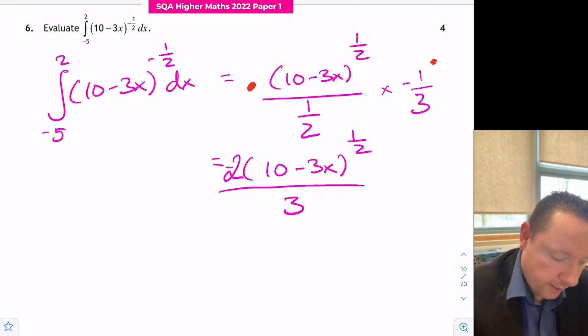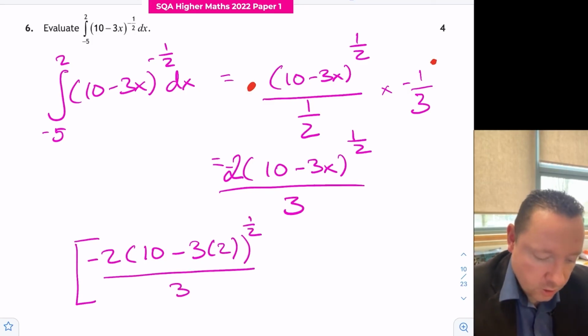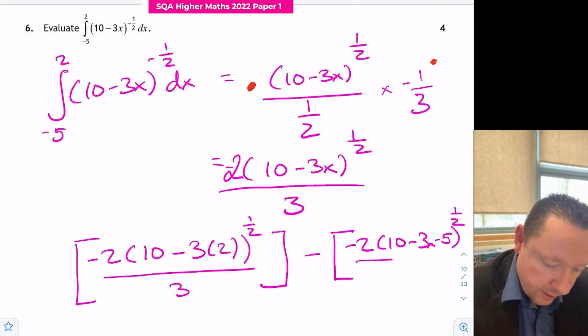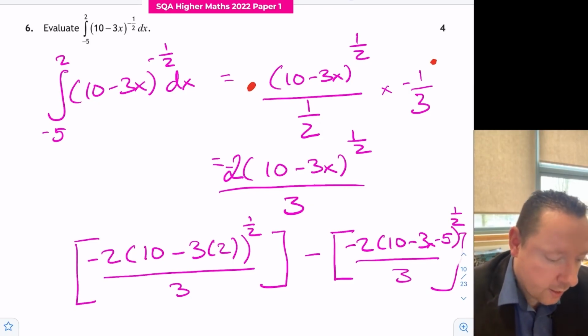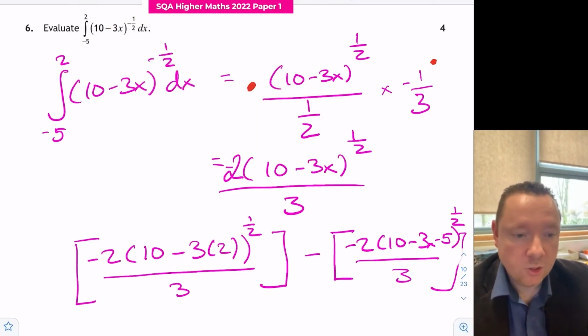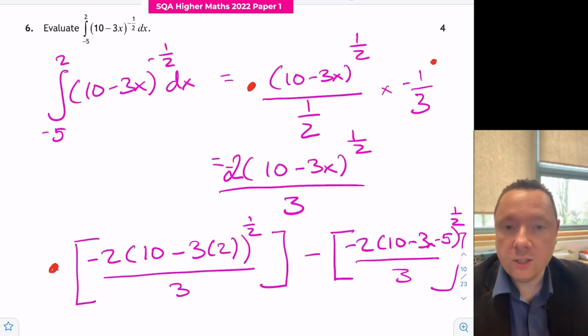Now, our limits are 2 and minus 5. So we've got minus 2, 10 minus 3 times 2 to the power of a half divided by 3. There's our first limit, and that is minus 2, 10 minus 3 times minus 5 to the power of a half divided by 3. So there's our 2 limits because it's between minus 5 and 2. So your third mark is actually coming in at this point. For substituting in 2 and minus 5 and putting the minus in between, you are getting that mark. So there's your third mark there. And then your final mark is for actually working that out.